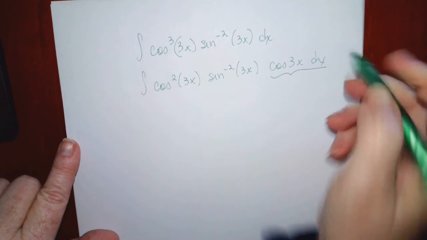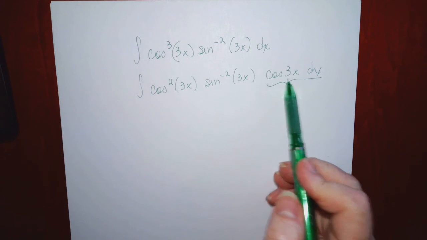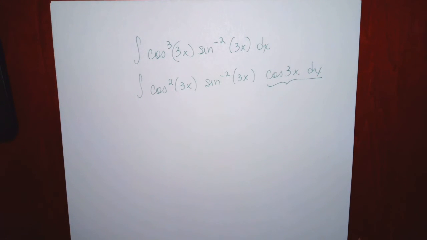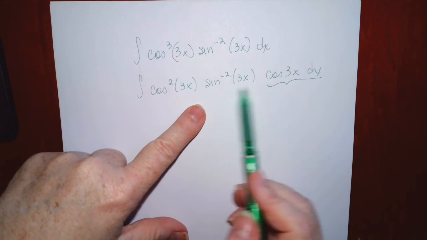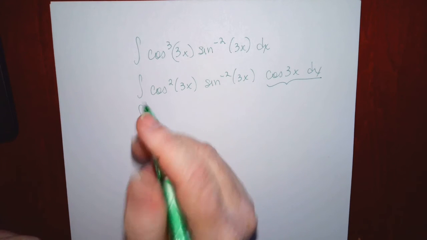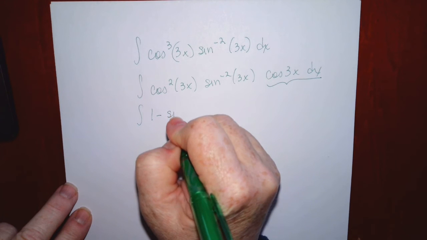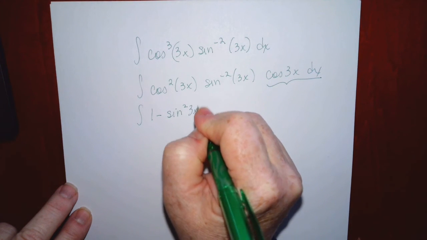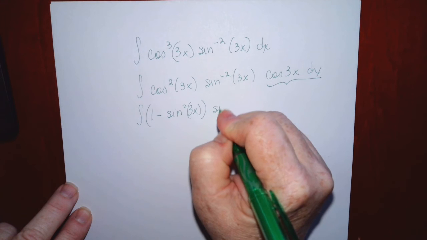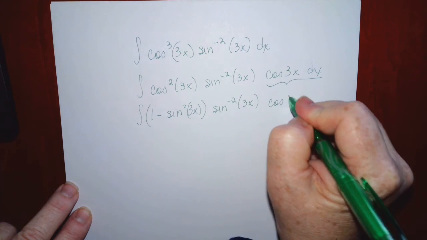Over here to the right. And that cosine that I've pulled off over to the right is hopefully going to be du, up to possibly a constant multiple. If that's going to be my du, though, u must be a sine. This is a sine. This one I'm going to have to rewrite. So I'm going to rewrite that cosine squared of 3x as 1 minus sine squared of 3x. And I have that times the sine to the negative 2 of 3x.